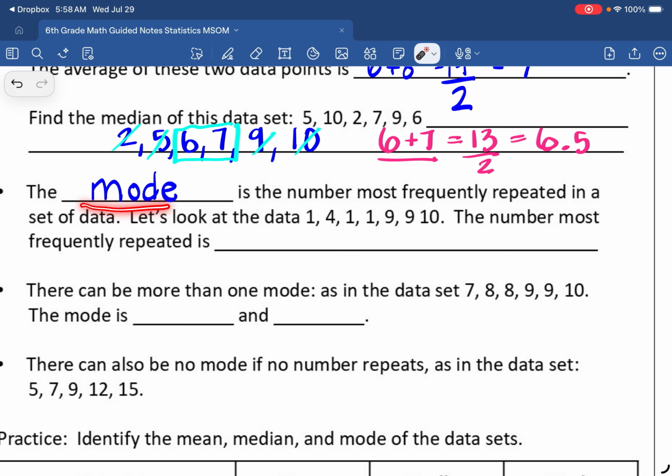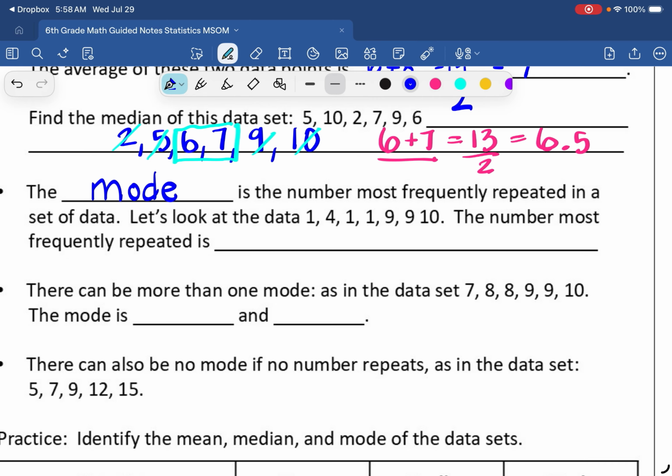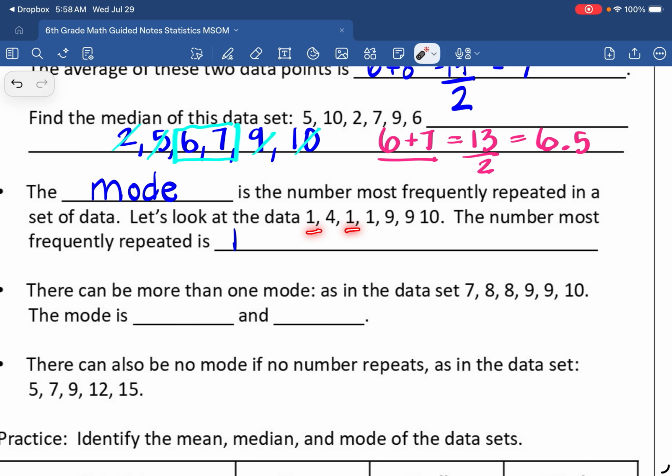The mode is the number most frequently repeated in a set of data. Let's look at the data right here. Now the number that is repeated the most would be the number 1. I have 3 1s, 2 9s, and then 1 4 and 1 10. So 1 is the mode.